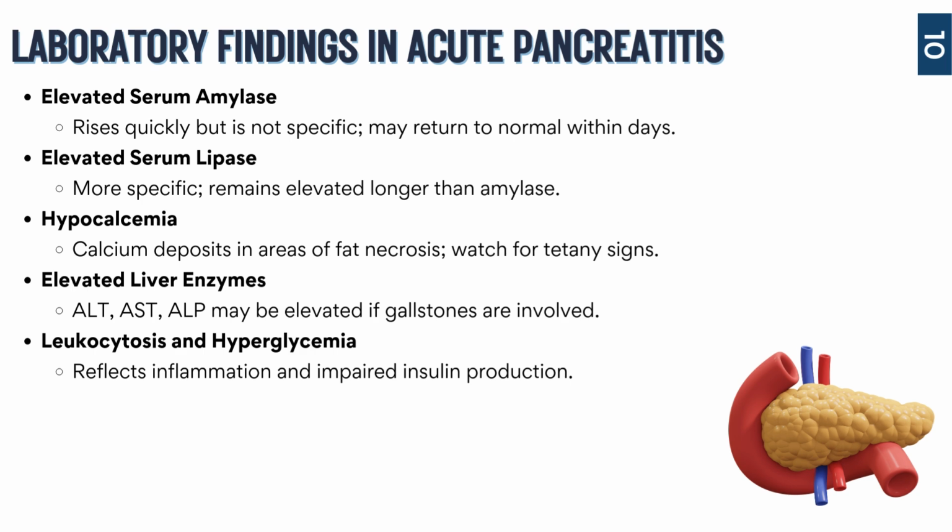Hypocalcemia can occur due to fat saponification. That's where fatty acids combine with calcium, which would lower the serum calcium levels. So that can lead to neuromuscular irritability, because if the fatty acids are combining with the calcium, then there's not enough free calcium roaming in the blood. And that's going to affect those calcium channels, especially the cardiac muscles.